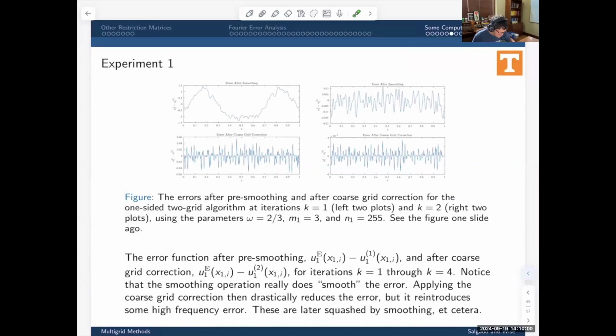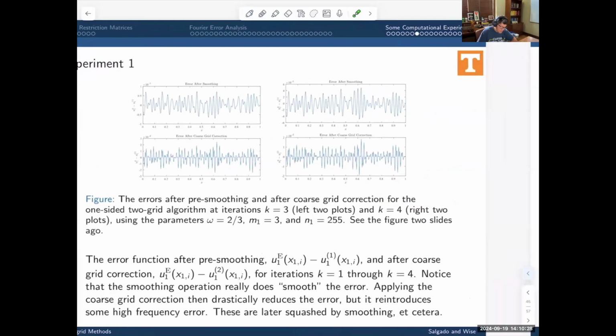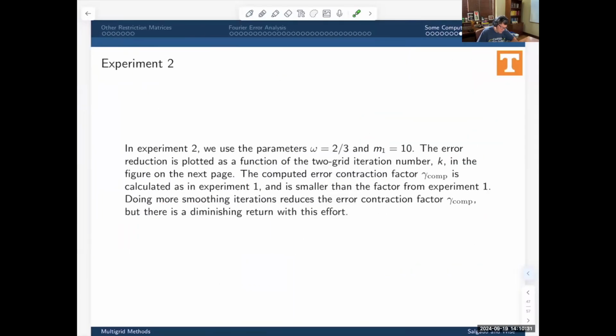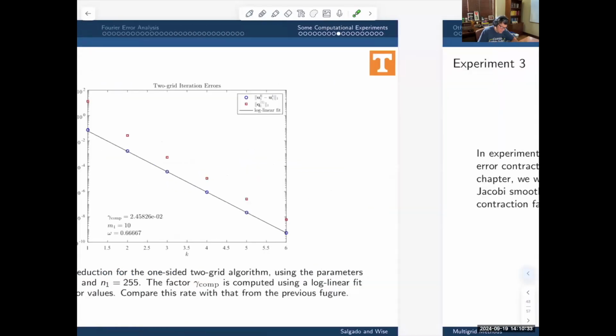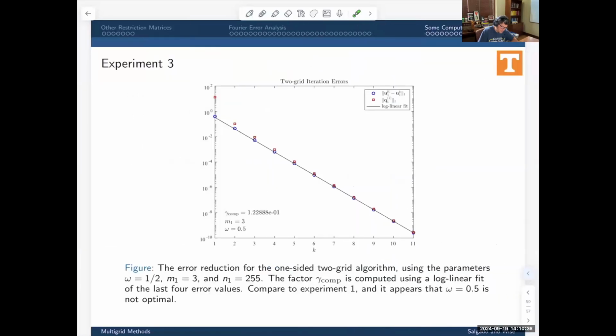This is showing what happens to the error after we do certain steps of the code. So if we look at what happens after smoothing, what we notice is that we get rid of high frequency noise or high frequency components of the error. But then after we do the coarse grid correction, it squashes that error, but it introduces back high frequency noise. So this becomes a little more obvious when I show you what happens whenever we take the number of smoothing steps to be larger.